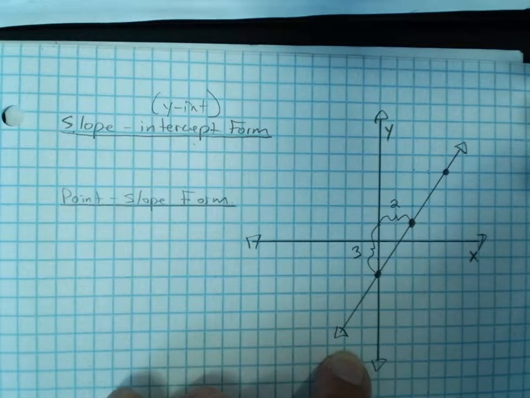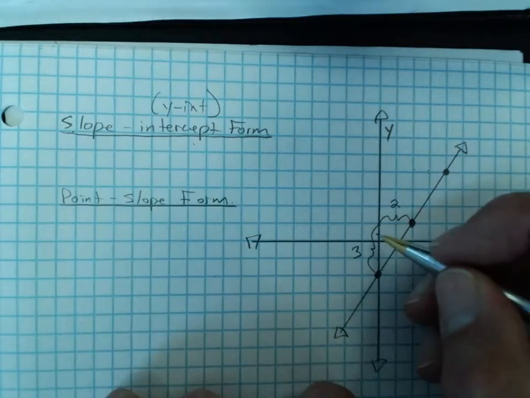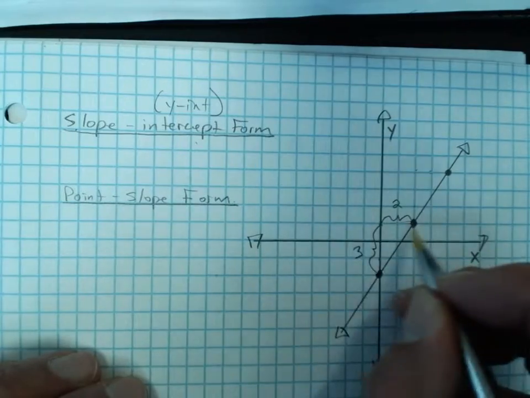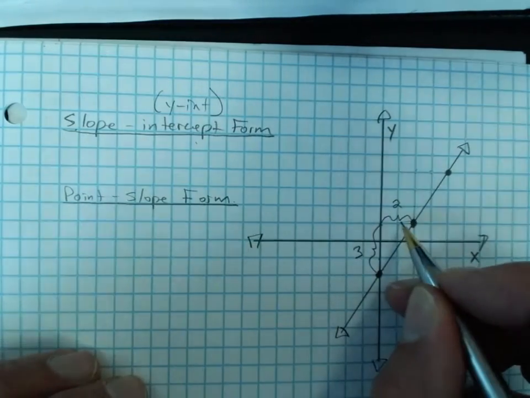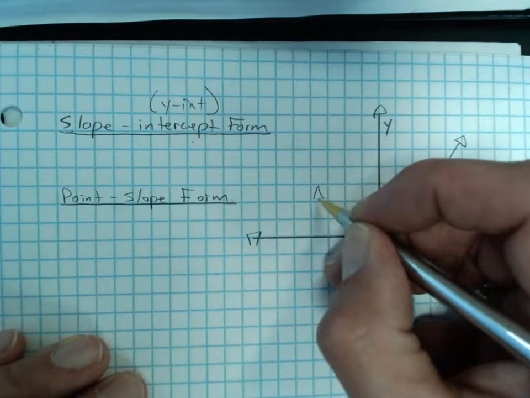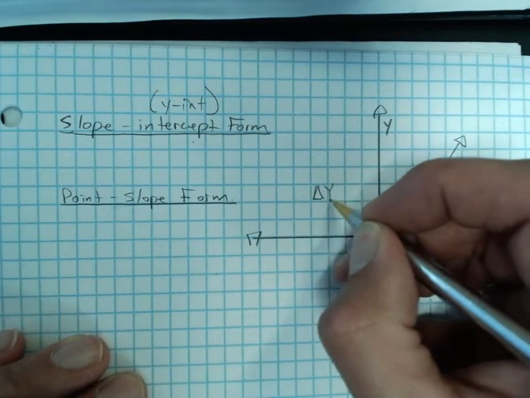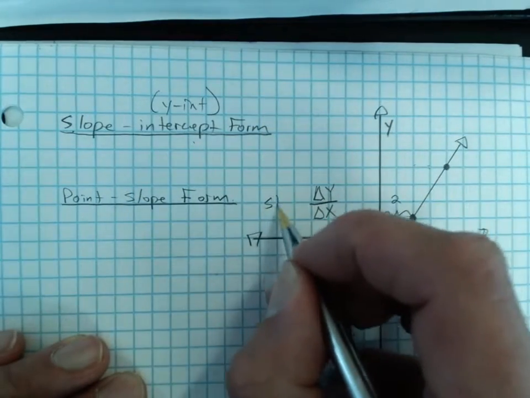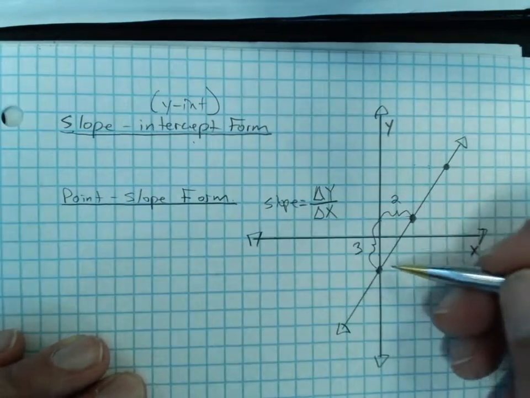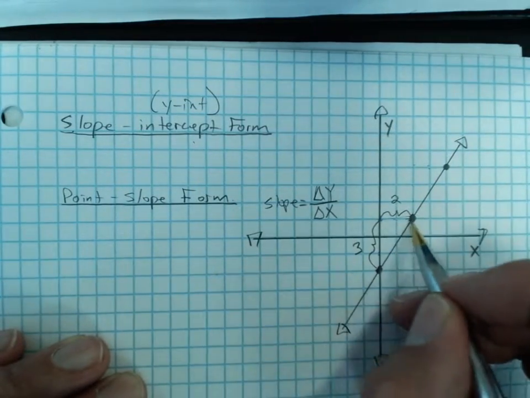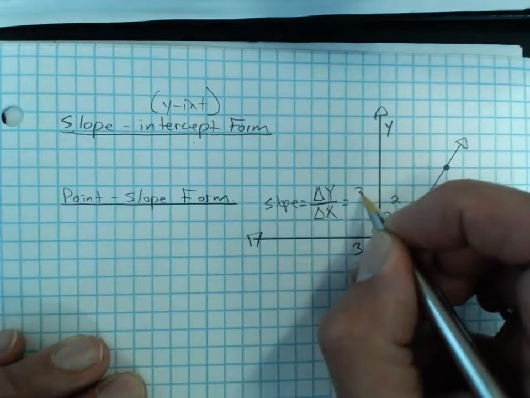So the up part, the vertical, is always the top number. The horizontal part, the shift left or right, is always the bottom number. What it comes down to, and what we had talked about in class, is delta y over delta x, which is the change in y over the change in x. The change between the y's is 3. The change between the x's is 2. So my slope is 3 over 2.